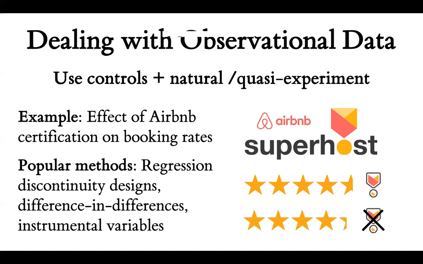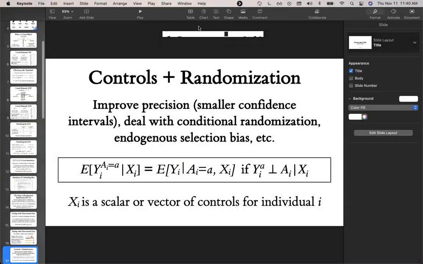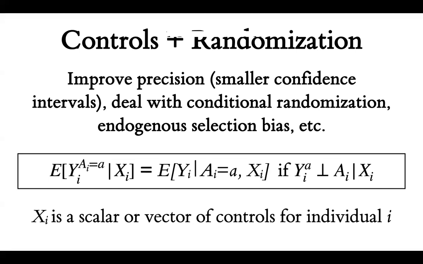There are some other strategies that you can use. Two examples are difference in differences and instrumental variables. But in general, coming up with these sort of natural experiments is a bit of an art. People also use controls in randomized experiments. And one reason why you might want to do that is to improve the precision of your treatment effects. So if you want smaller confidence intervals, you typically throw in some kind of controls in your randomized experiment.